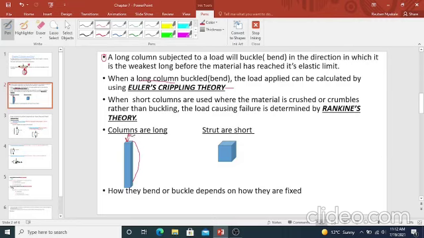And what does the Euler theory say? The Euler theory says the stress in the column due to direct load is small compared to the stress due to the buckling failure. The stress caused by the direct load is smaller compared to when the beam fails or breaks. That's what the Euler theory says.